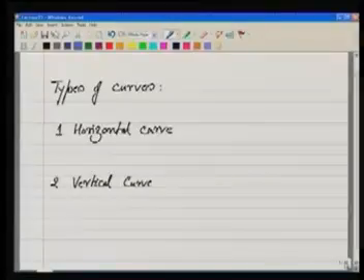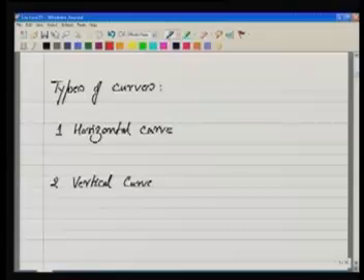Also you might have seen, for example in buildings, many times the buildings have very beautiful curvilinear shapes. So the architect had given the design like that, and it's the job of the site engineer to implement those curves there in the field. So there also we need to set out the curves. Now we'll look at the types of the curves.